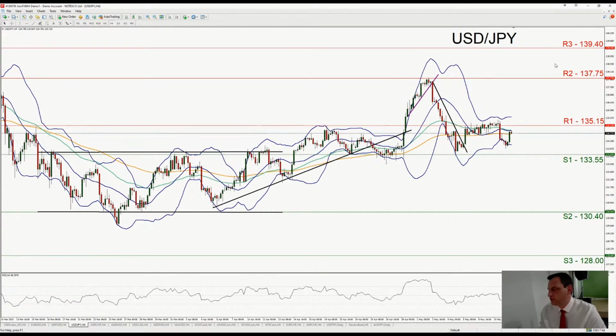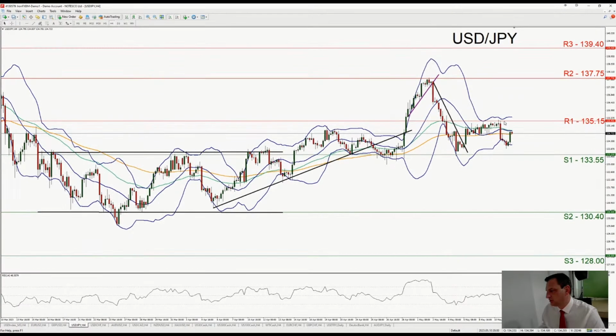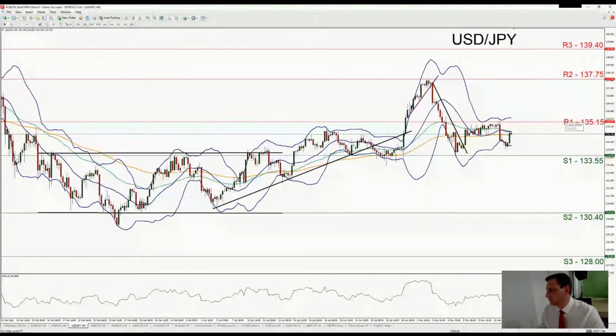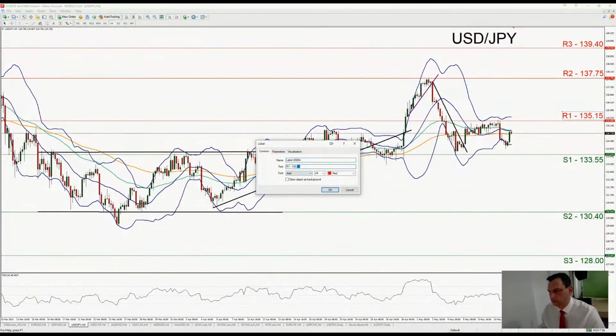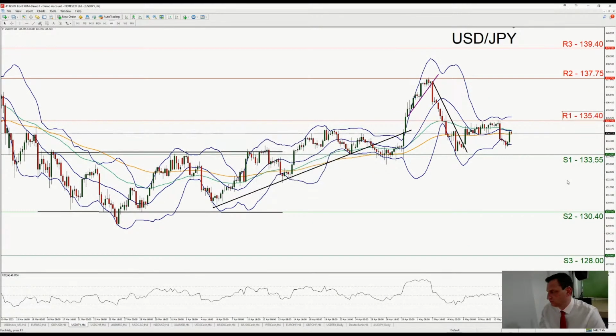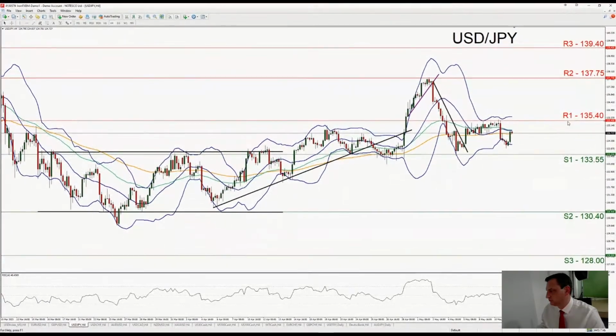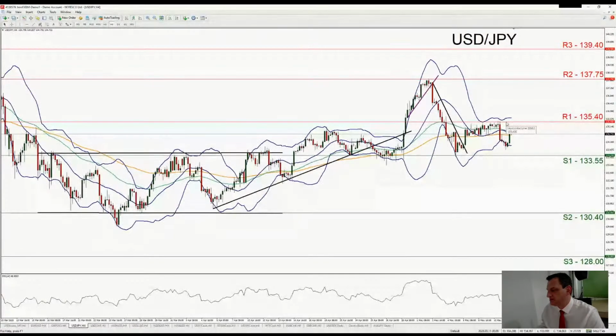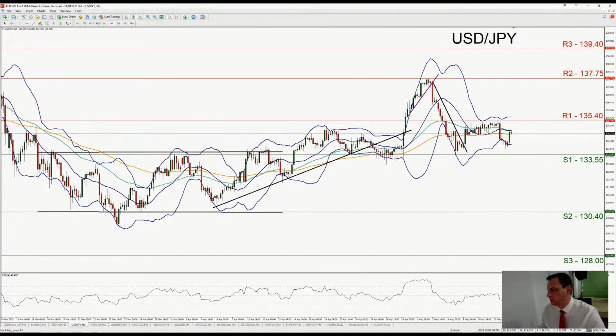135.15. Actually, this part could be widened a little bit as we have new resistance lines. You can see it here. And that would be the 135.40. That's clear. So we expect the sideways motion between the R1 and the S1 to be maintained. That's our base scenario for now.